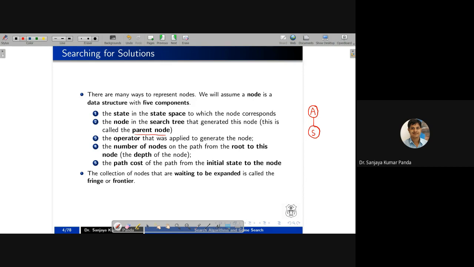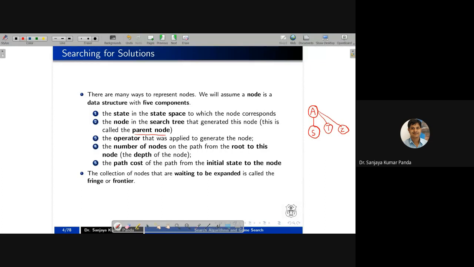For S, A is a parent, but for A, there is no parent because it is the initial state. Now, we have to see the operator that was applied to generate the node. What operator are you going to apply on A in order to explore the neighbor cities of A? Let's say the neighbor cities of A are, as I discussed, S, T, and Z. Which operator do you want to apply in order to explore S, T, and Z? That also you require.